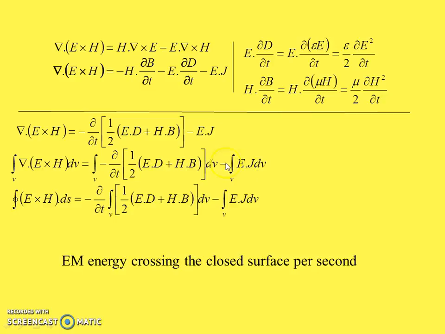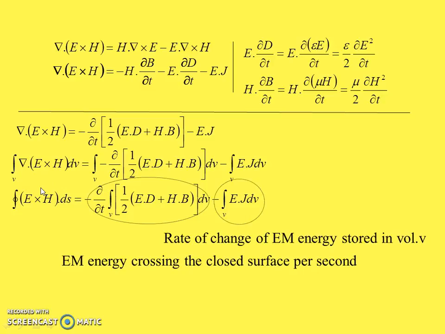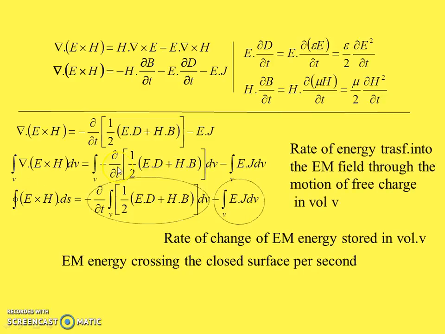Now this can be defined by using the divergence theorem, removing the divergence and converting to a surface integral of E cross H. This is known as the Poynting vector. The electromagnetic energy crossing the closed surface area per second is defined by this vector. The rate at which energy is transferred into the electromagnetic field through the motion of free charges is related to this vector.